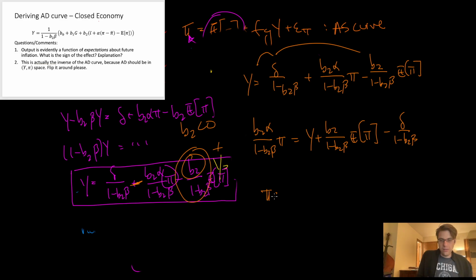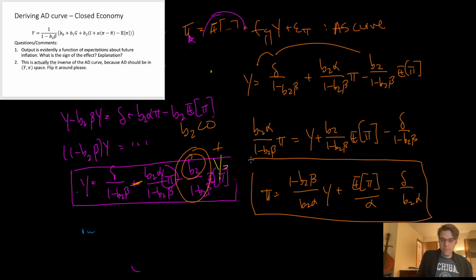So we'll have pi is equal to 1 minus b2 beta over b2 alpha y. So then the b2 betas cancel, and the b2 cancels. So we're just going to get 1 over alpha plus expectation of pi over alpha. And then here we have delta. So we'll get delta over b2 alpha. So that should be pi.